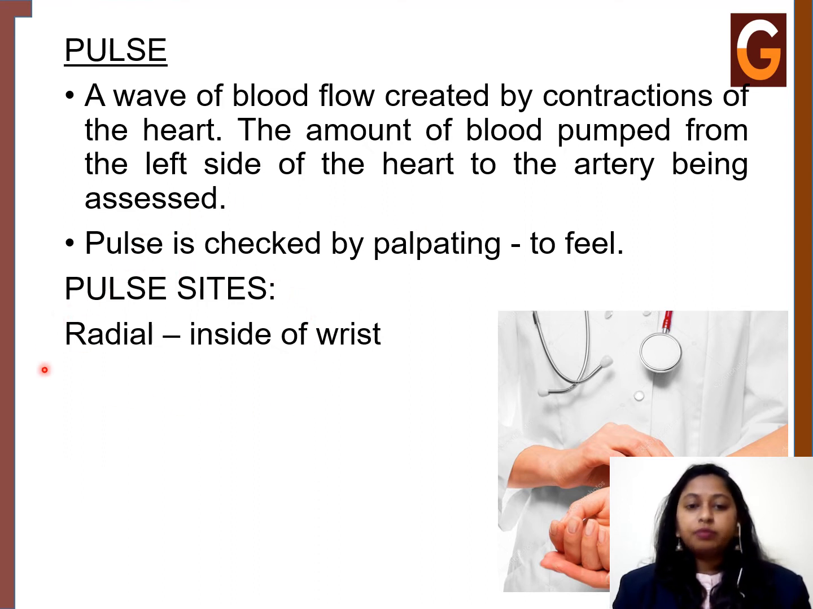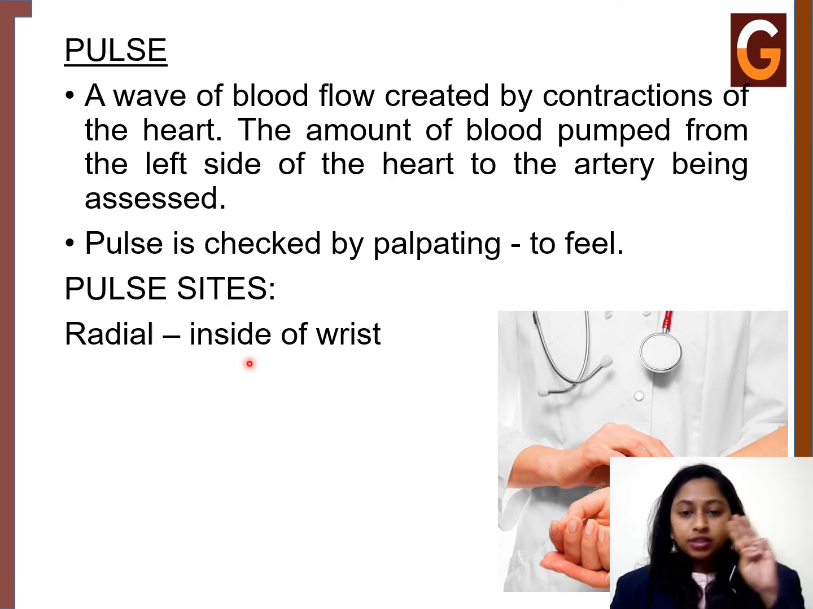After palpating it, after feeling it on the side of the wrist, we will feel it with our three fingers, that is your index, your middle finger and your ring finger. These three fingers are used to check the pulse because they have more sensation compared to your thumb. So it is very necessary to make sure you use only these three fingers to check the pulse rate.